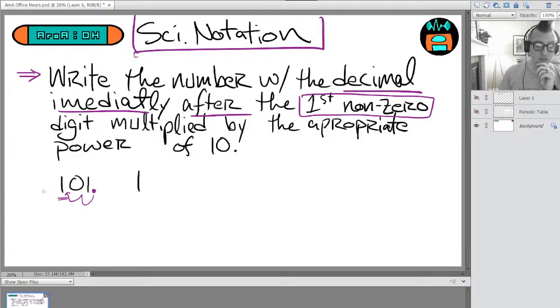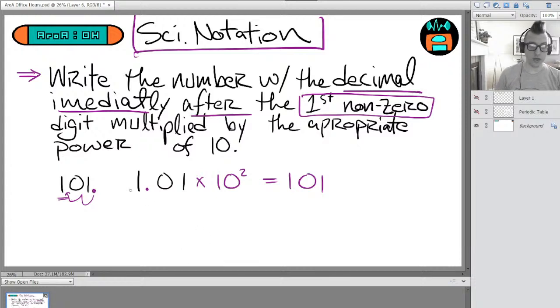So in scientific notation, 101 would be 1.01. But the thing is, 1.01 is a different number than 101. So we need to multiply this by the appropriate power of 10. So 101 in scientific notation would be 1.01 times 10 to the second power, because if you multiply 1.01 times 10 to the second, your calculator will tell you that that is 101. So this is the number written in scientific notation.